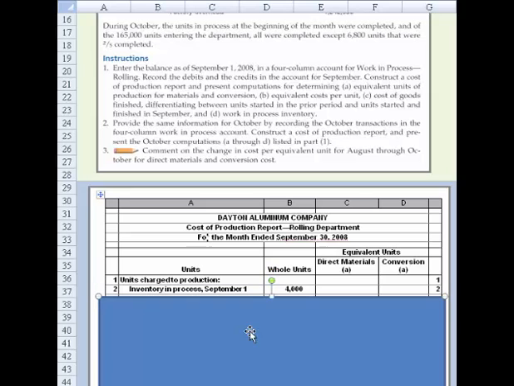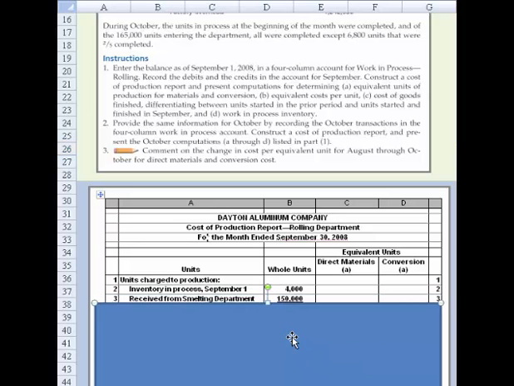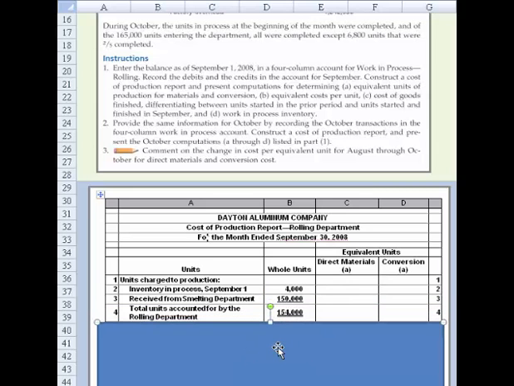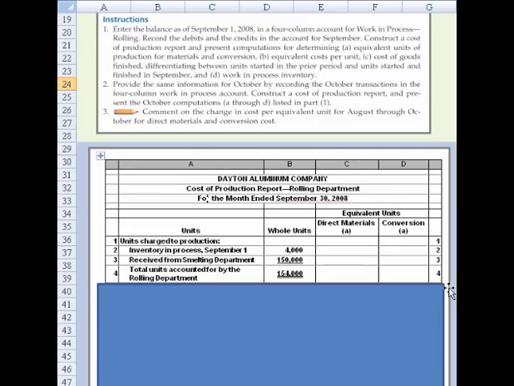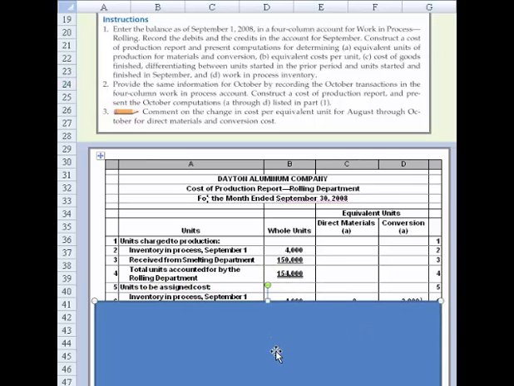All right, let me move on down. I say pause the tape. I guess it is an online flash video, but you certainly have the pause button available on the black strip along the bottom as you watch this. Okay, so there's the 4,000 units, the 150,000. So if we've gotten that far, we've come up with the total units accounted for by the rolling department. All right, let me slide a little bit more to give us a little more room, because then we need to determine what are the units that need to be assigned costs. Okay, so what we've got to do is figure out what were the various categories of units we had.